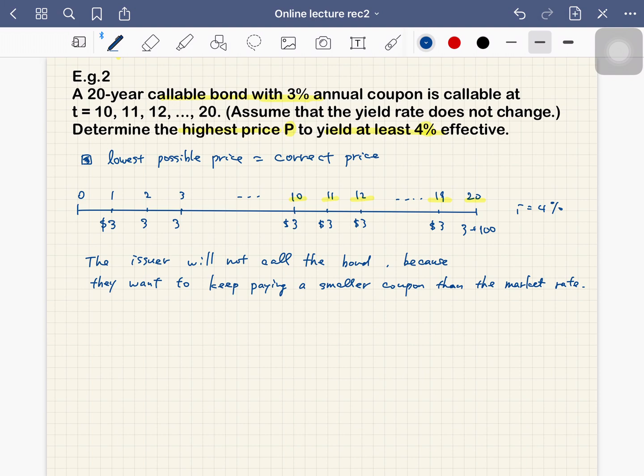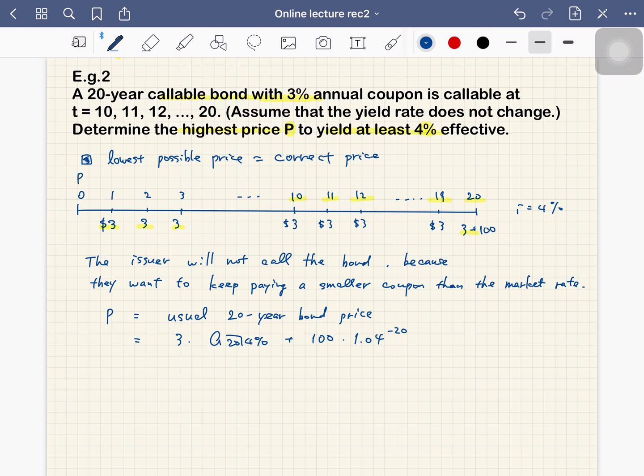So that means the price is equal to the usual 20-year bond price of this bond. So this is equal to, we have the $3 coupon 20 times, so it's the same as an annuity immediate. So 3 times a angle 20 at 4%, plus the redemption value 100 times 1.04 to the power negative 20, because we want to calculate the present price.